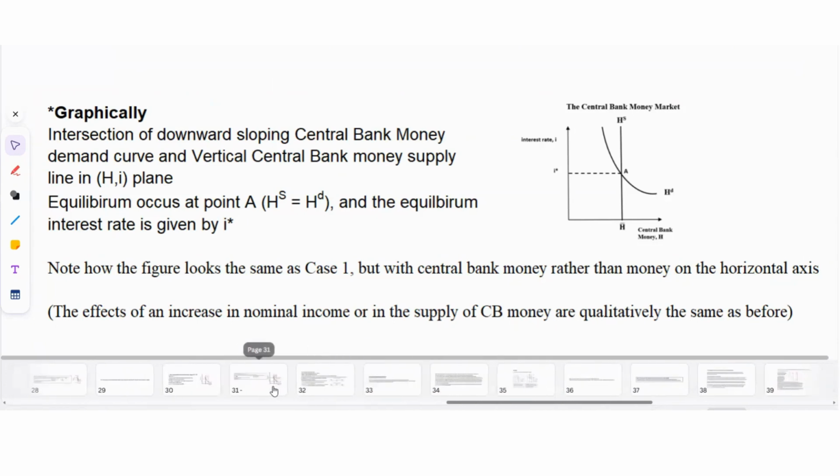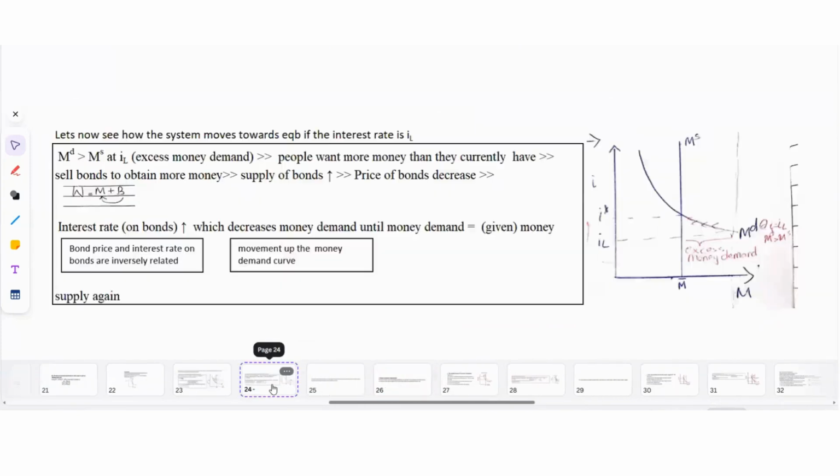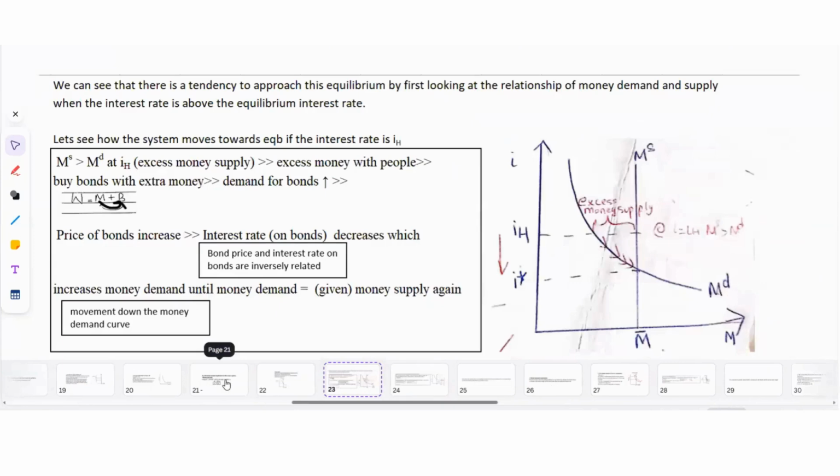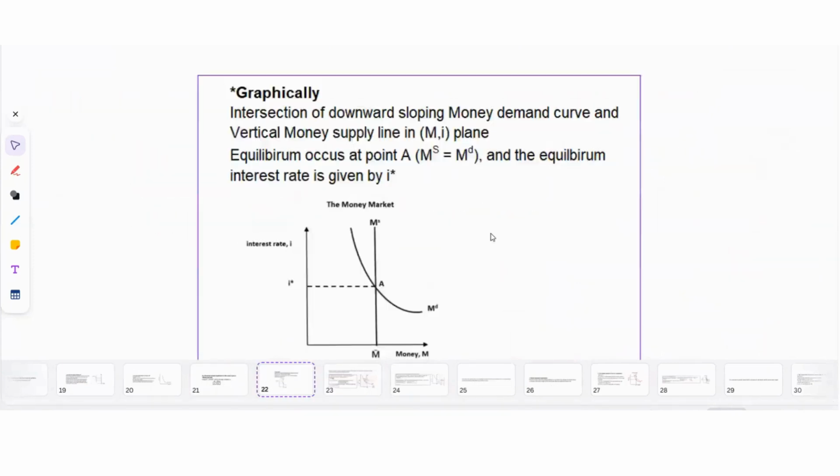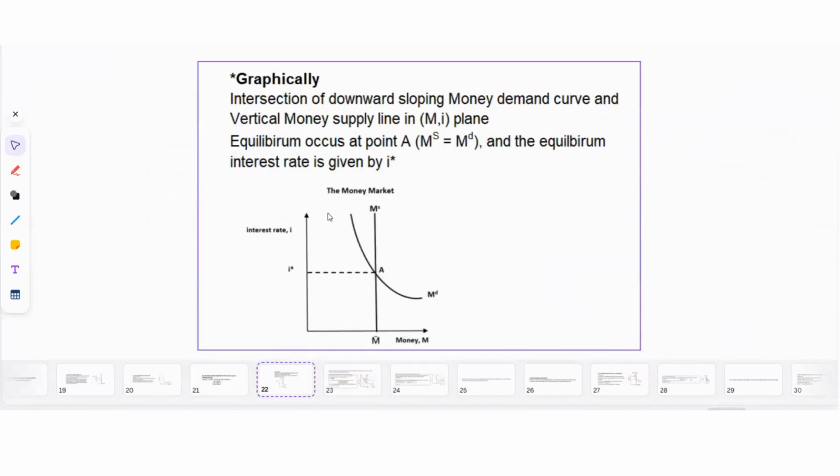So if we go back to case 1, in case 1 also, we had a very similar figure, but there we had a vertical money supply line and a downward sloping money demand curve. Over here, we're talking about a vertical central bank money supply line and a downward sloping demand for central bank money curve. So the figure looks the same, except that now instead of money, we're looking at central bank money.